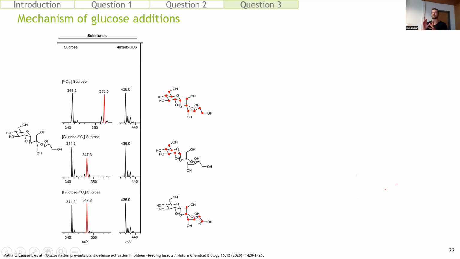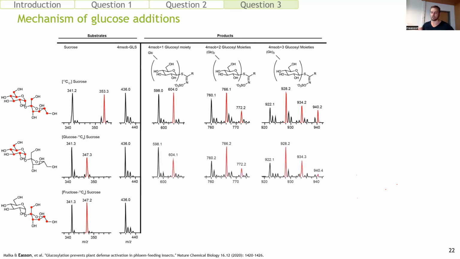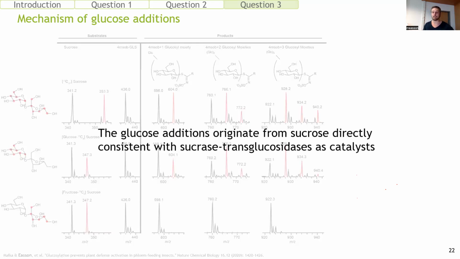And when we looked at the products in the honeydew of those that fed on these artificial diets, we were able to see that beautiful label incorporation: for +1 glucose corresponding to +6 mass units, +2 glucose, +6, +12, and then finally for +3, +6, +12, and +18. And this was perfectly mimicked in the glucose-labeled sucrose diets. But this MS pattern was inherently absent in the fructose-labeled sucrose diets. And this is completely consistent with enzymes known as sucrase-transglucosidases.